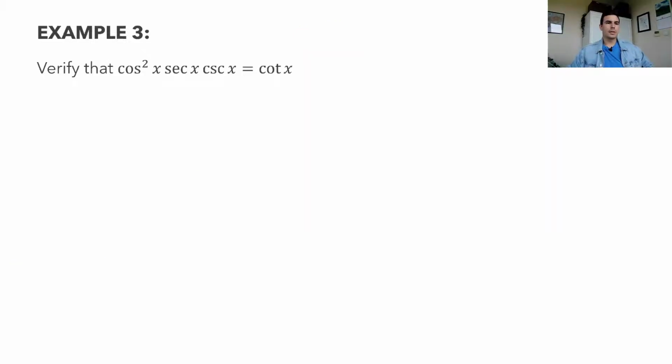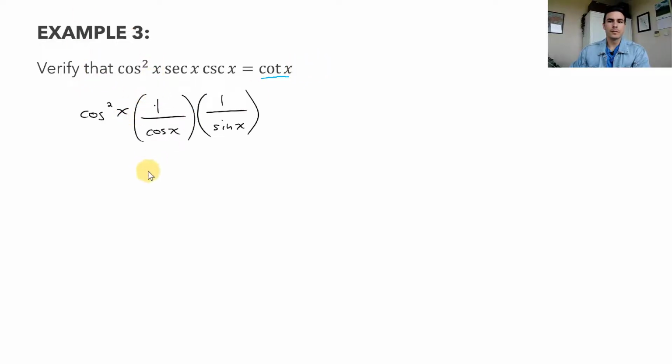All right, third example here, verifying that cosine squared x secant x cosecant x is all equal to cotangent x. So to start us off here, I'm not going to touch this cotangent. I'm just going to leave that as is. And I'm going to, again, rewrite everything over here in terms of sine and cosine. It's a good starting spot. So then I've got cosine squared x times 1 over cosine squared x times 1 over sine squared x, because the secant and cosecant are the reciprocals for cosine and sine.